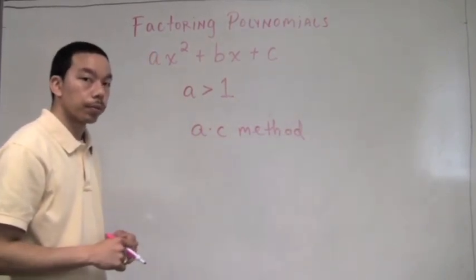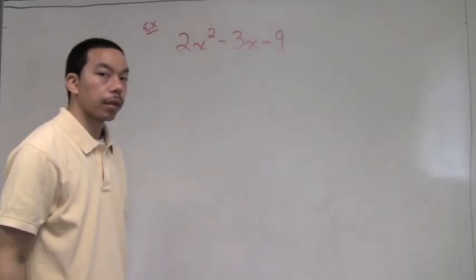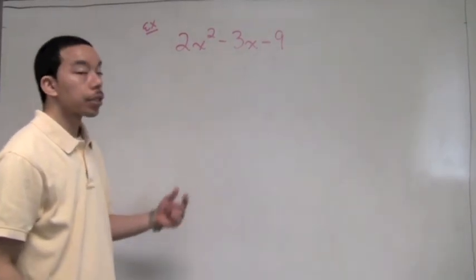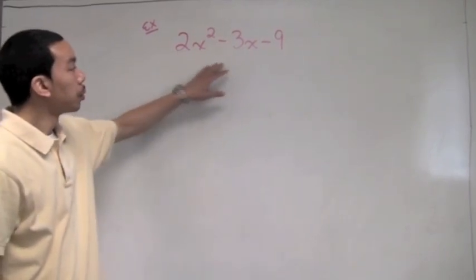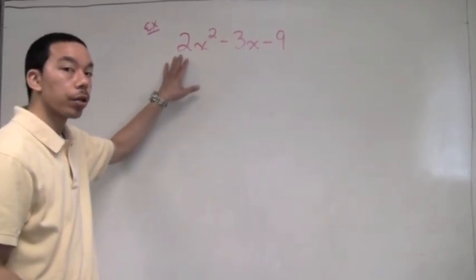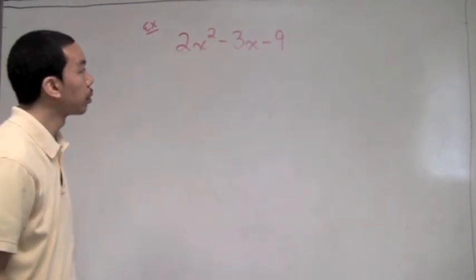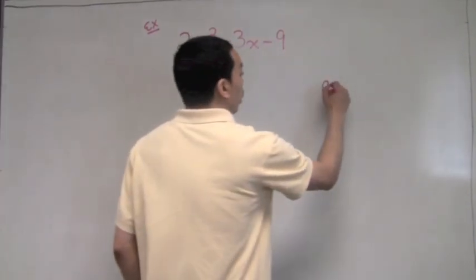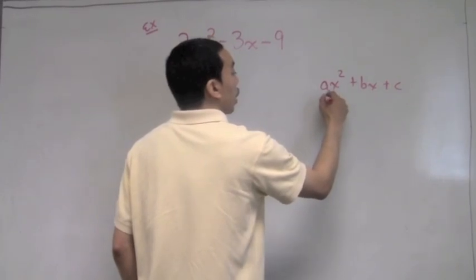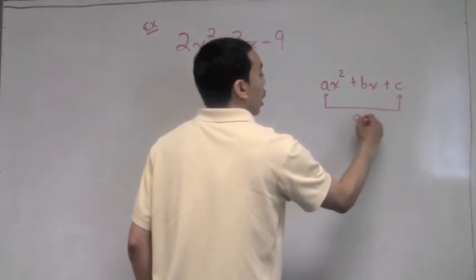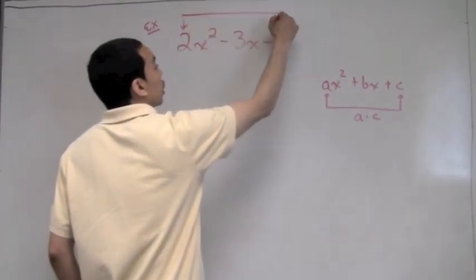Let's try an example. Our first example is 2x squared, negative 3x, negative 9. We look at this polynomial and we see that the leading coefficient is greater than 1. We said that when it's greater than 1, we must use the AC method. It's in the form ax squared plus bx plus c. So we're multiplying the a times the c.